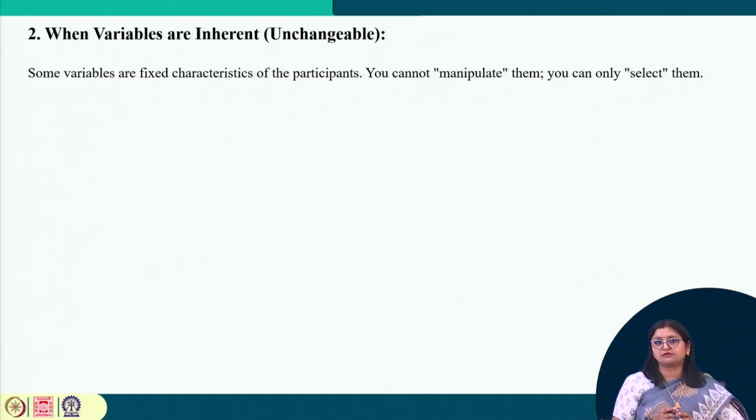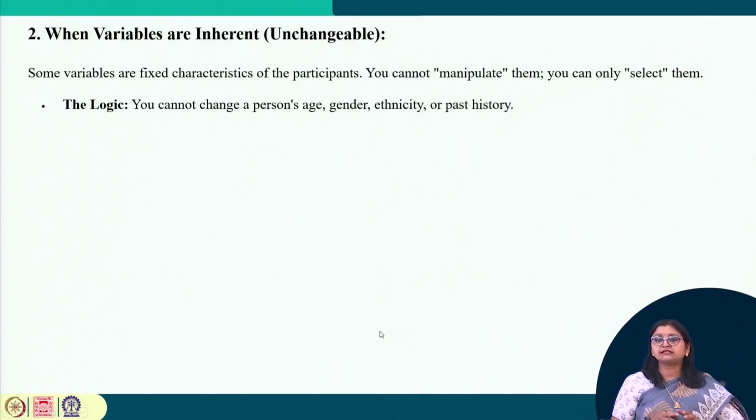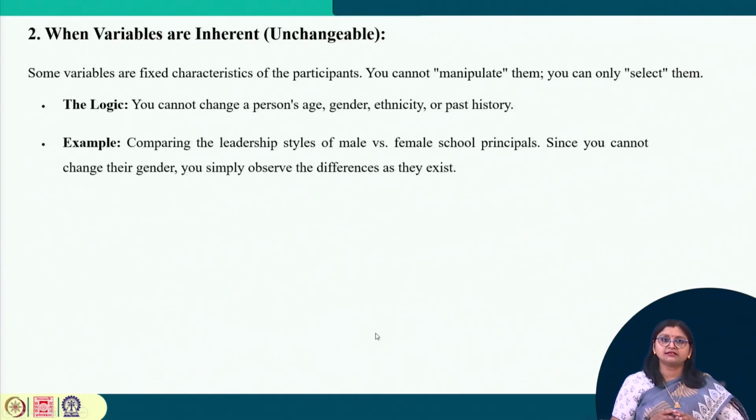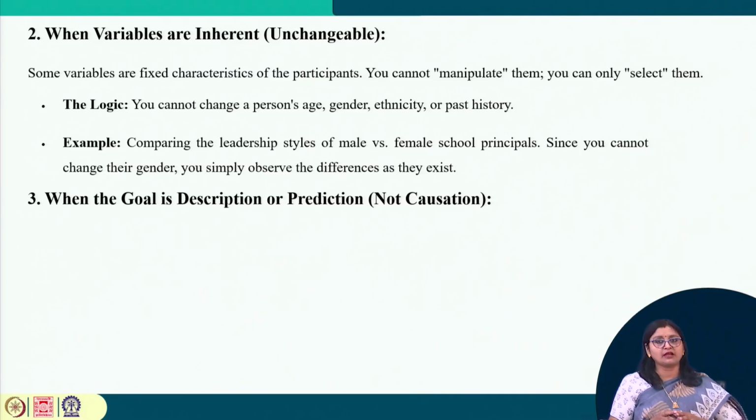The second one is when variables are inherent, unchangeable. You cannot change the nature of the variable. Some variables are fixed characteristics of the participant, you cannot manipulate them, you can only select them. The logic behind this is you cannot change the person's age, their gender, ethnicity or any past history, either good or bad. So, go for this study. For example, comparing the leadership style of male versus female school principals, since you cannot change their gender, you simply observe the differences as they exist in their working environment.